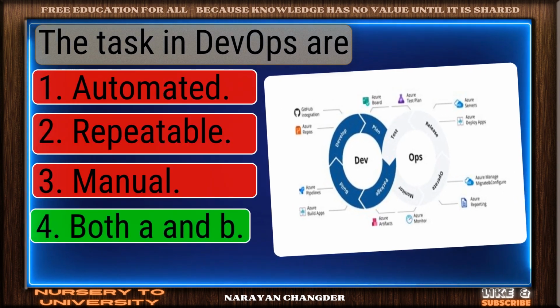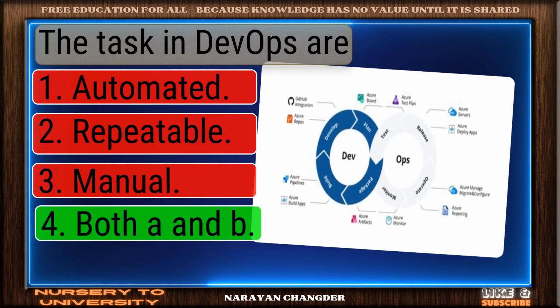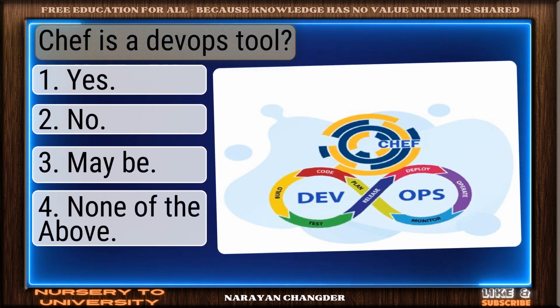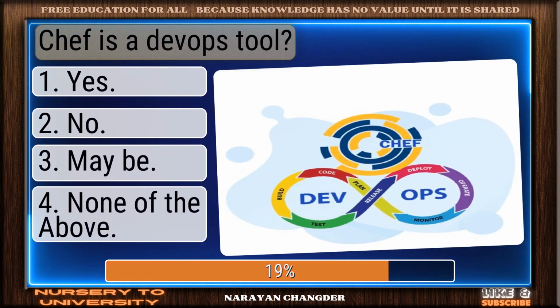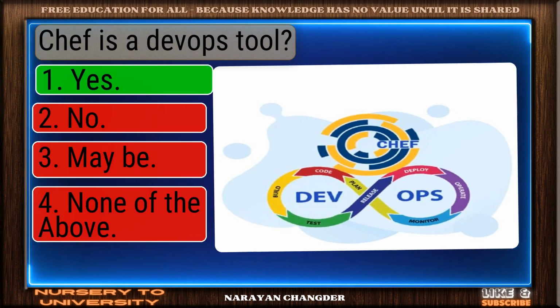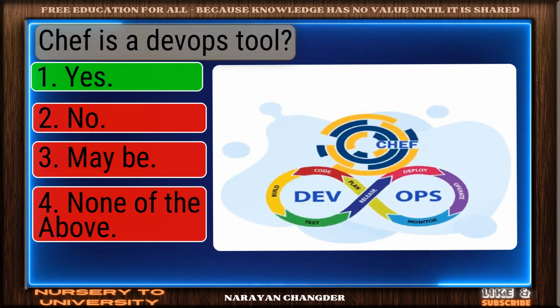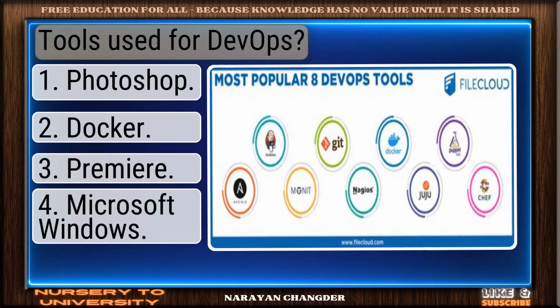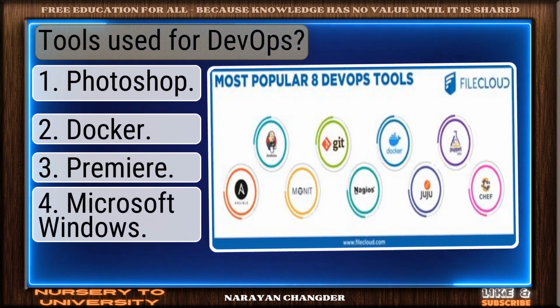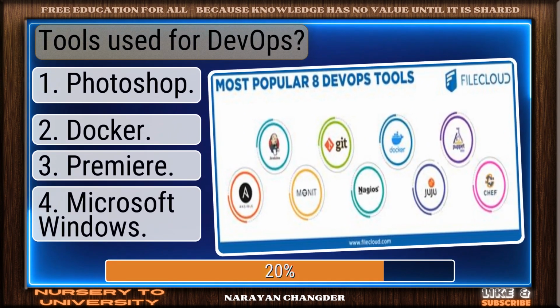Nicely done. Both A and B is a solid answer. Question number 70. Chef is a DevOps tool. Good job. Your answer yes works well here. Question number 71. Tools used for DevOps.